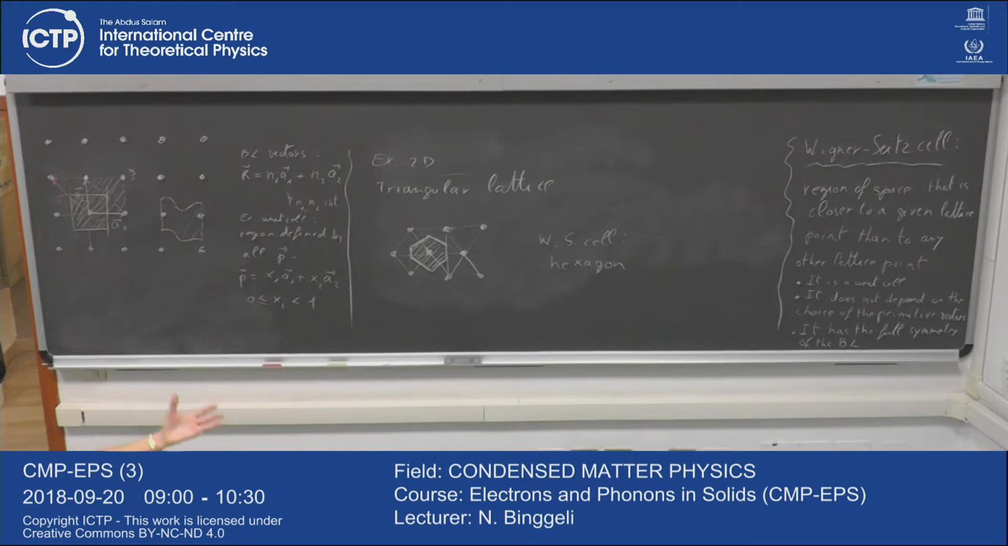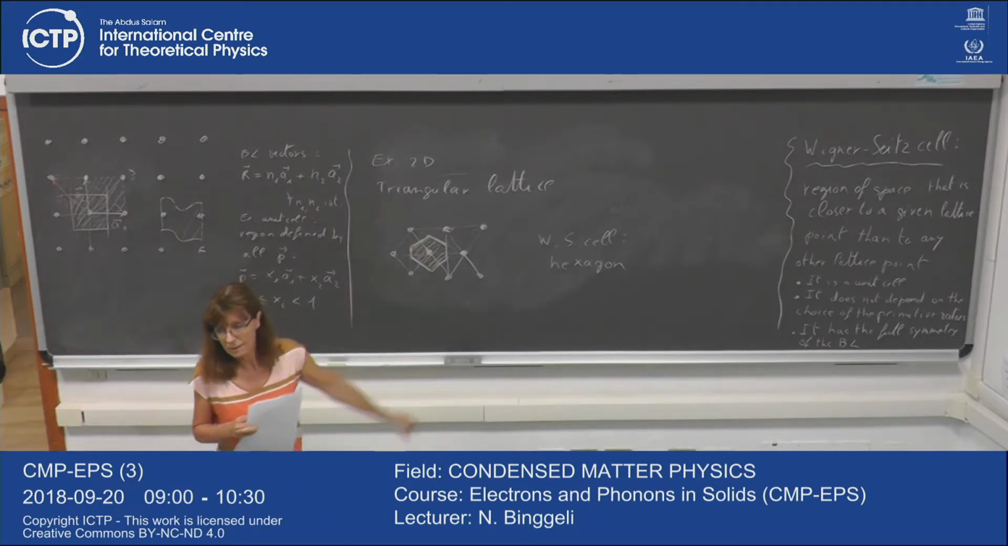Okay, the definition is simple. It has very convenient properties. To have the full symmetry of the Bravais lattice is a nice feature. It doesn't depend on the choice of the primitive vector, which is very convenient because it's independent of that, and therefore it has a uniqueness. To some extent, this is a very good choice.